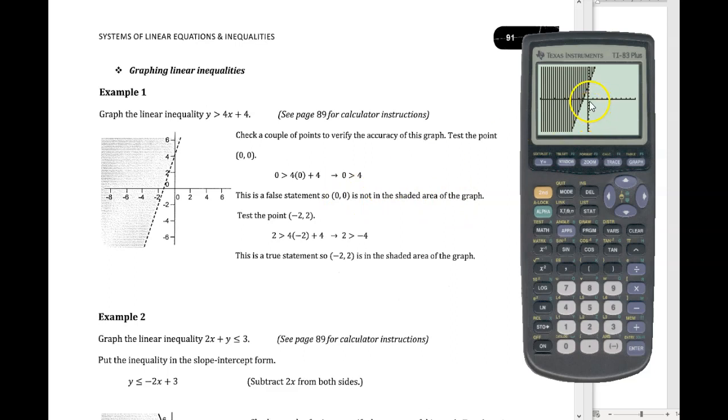For example, if we choose 0, 0 as a test point, it is not on the line, so it's a good test point. If we plug it into the inequality, we end up with 0 is greater than 4. That is not correct, so you do not want to shade this side of the graph. That is why we shade the other side. Now let's say we choose a point in the shaded region, say -2, 2, somewhere up here. If we plug that into the inequality, we end up with 2 is greater than -4. That is a true statement, so that's why we are shading on that side of the graph.